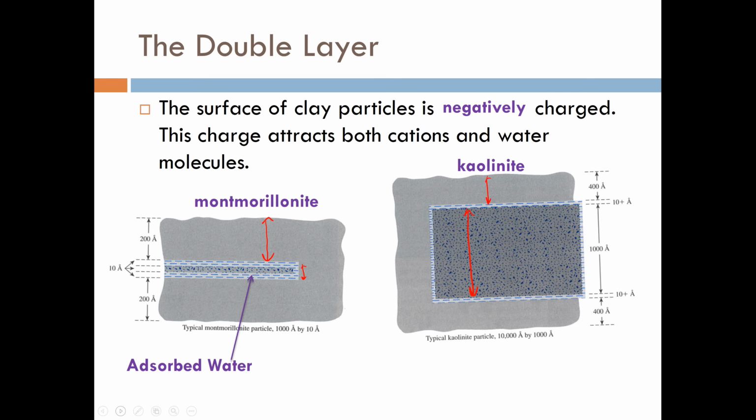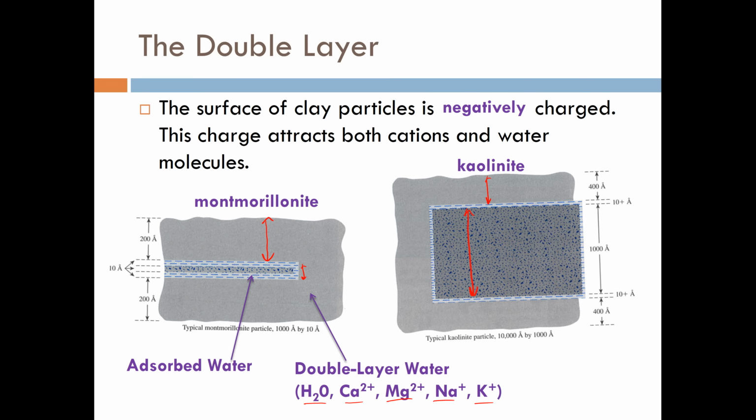So a couple things to point out when you have these clay molecules. Water is going to get directly stuck to the side of the clay molecules, and we call that adsorbed water. And then the double layer, of course, is going to be comprised of anything like water, calcium, magnesium, sodium, potassium, whatever ion it can get that has a charge associated with it.